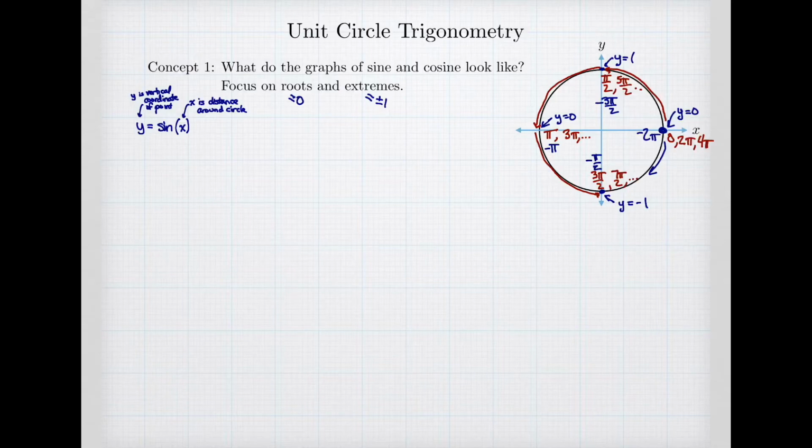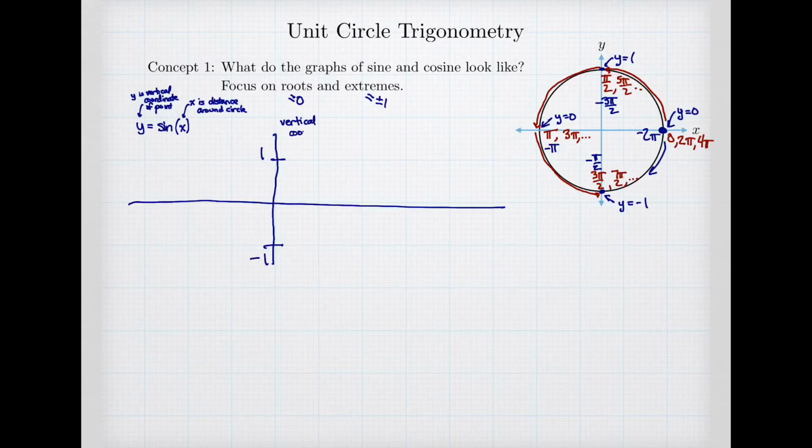Okay, what does that do to my function? As I graph my sine function, let's put my axes on. I have a highest value of 1, a lowest value of minus 1. So these are the vertical coordinates of the points. And this x is the angle I travel around the circle.